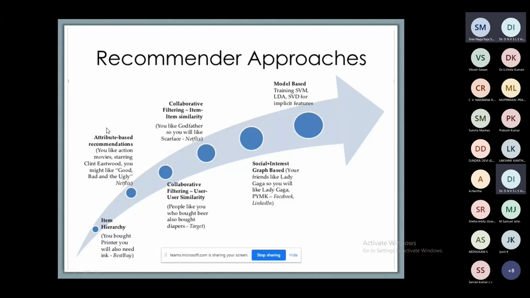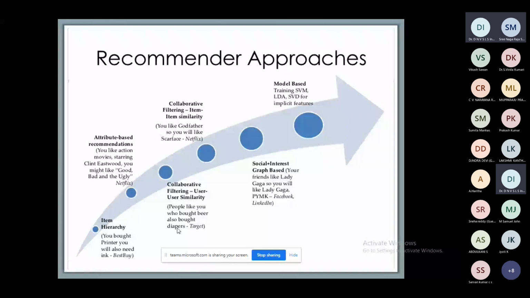Coming to collaborative filtering. Item similarity: you like Godfather, so you will like Scarface. Then user similarity: there are similarities like item similarity, and user similarity means that people like you who bought beer also bought diapers.